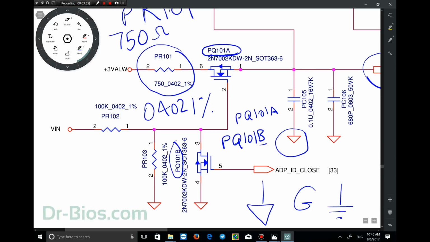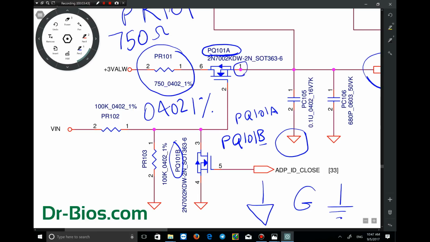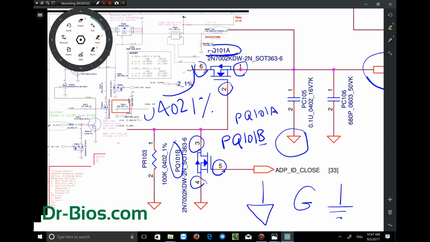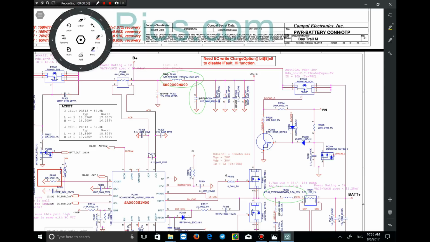This is PQ101A. A and B mean, look at the pins of this transistor. Pin 1, pin 2, and pin 6 are here. And pins 3, 4, and 5 are here. It is actually one transistor, whose pins are drawn separately in two different parts. The next element is a Mosfet.